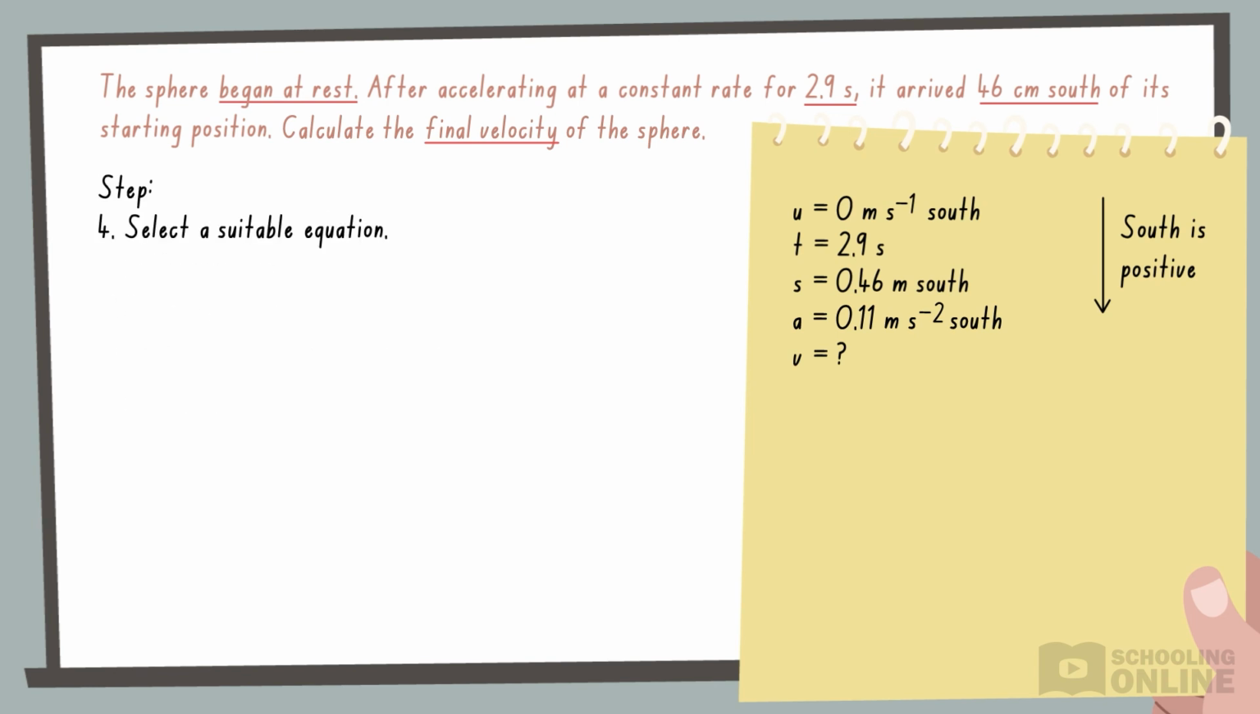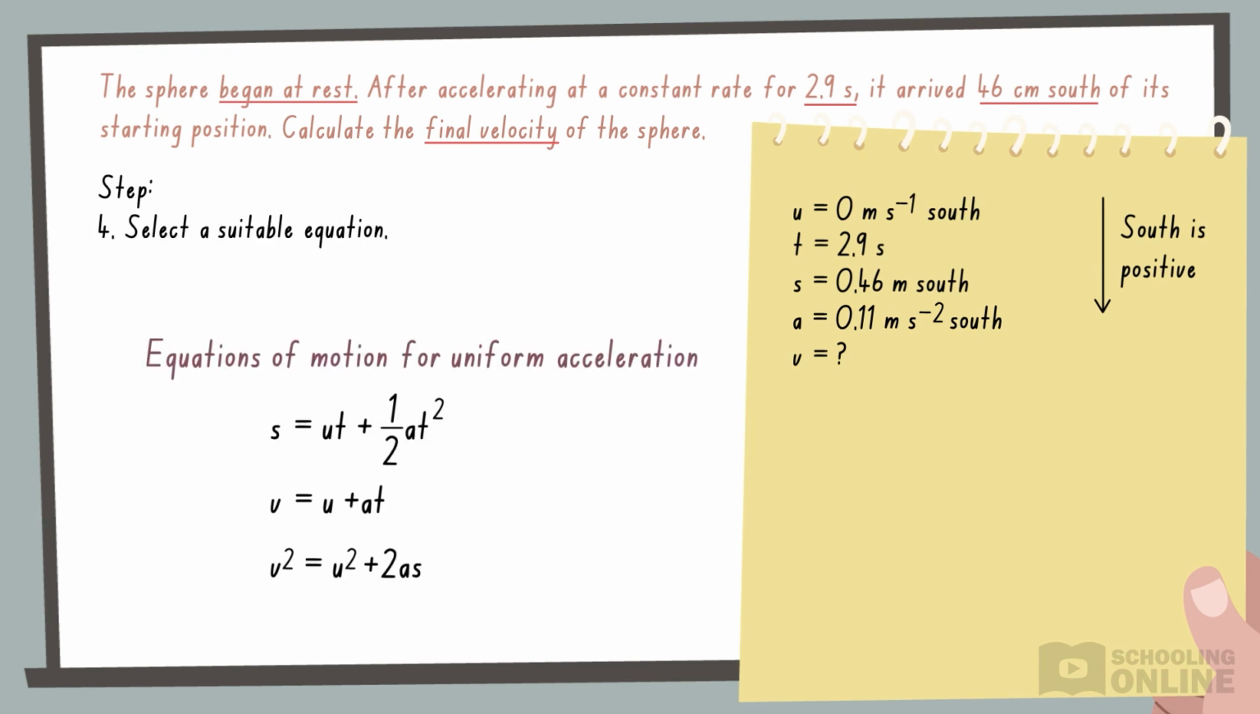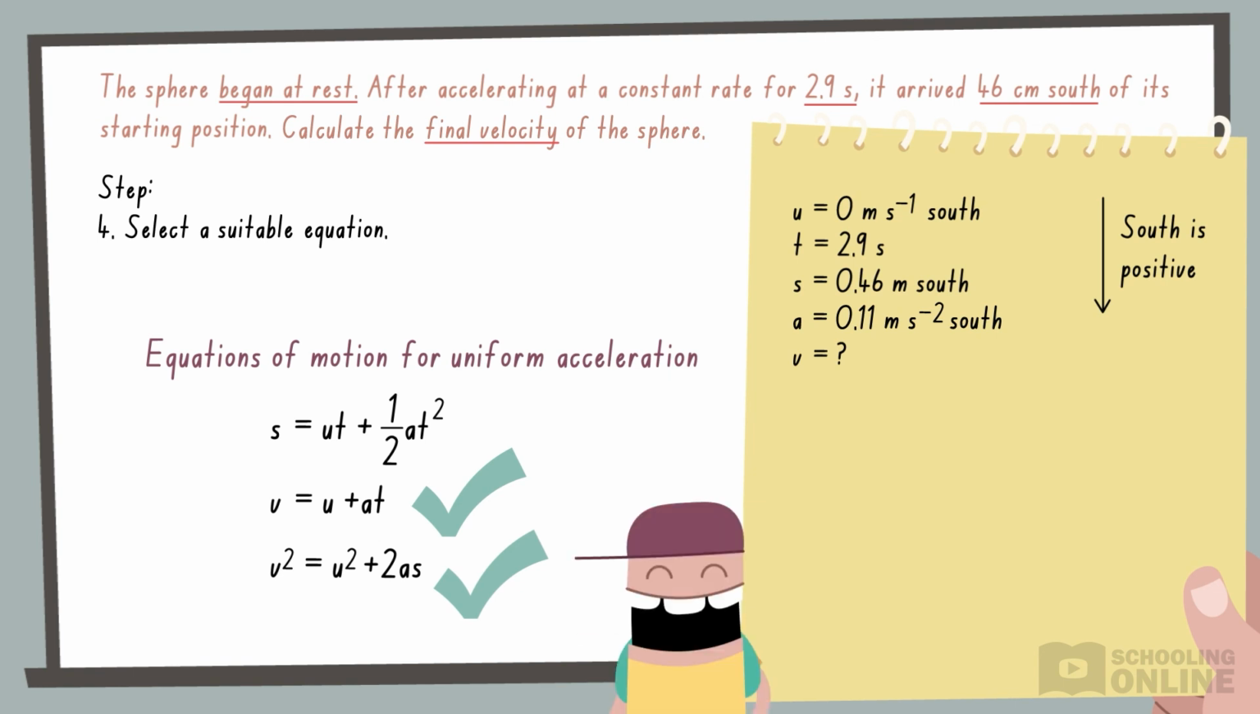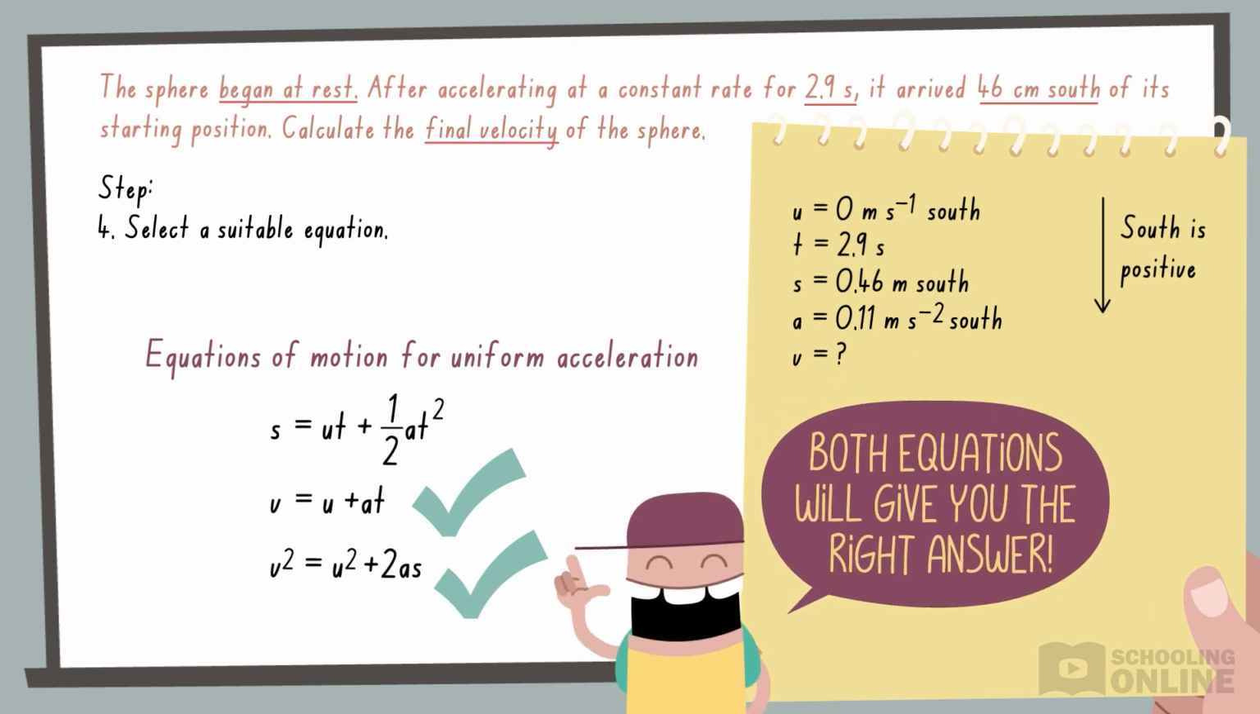This time, when looking at the formulae sheet, we notice that two equations will do the job. Quite often in physics, there is only one formula that contains all the correct letters. But if you have a choice of two different equations, both will give you the right answer.